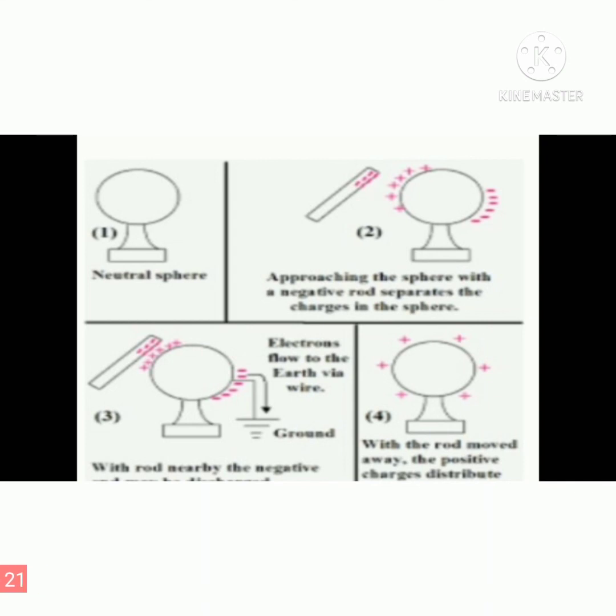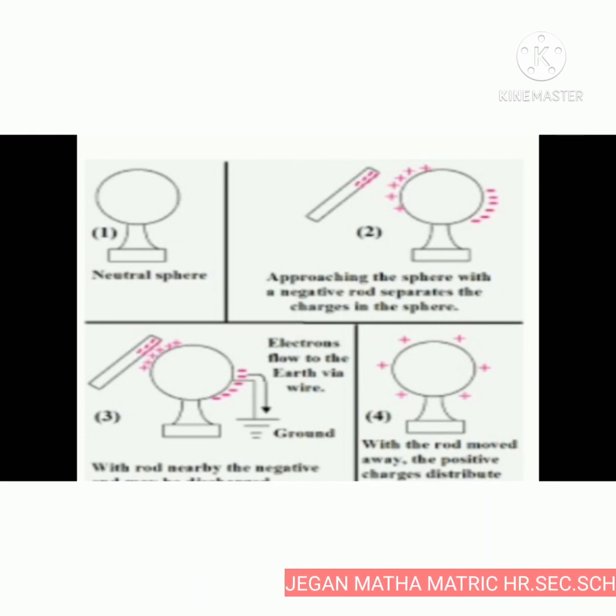When the neutral rod is grounded, the negative charges flow to the ground. The positive charges at the near end remain held due to attractive forces. When the rod is removed from the ground, the positive charges continue to be held at the near end. This makes the neutral rod a positively charged rod.